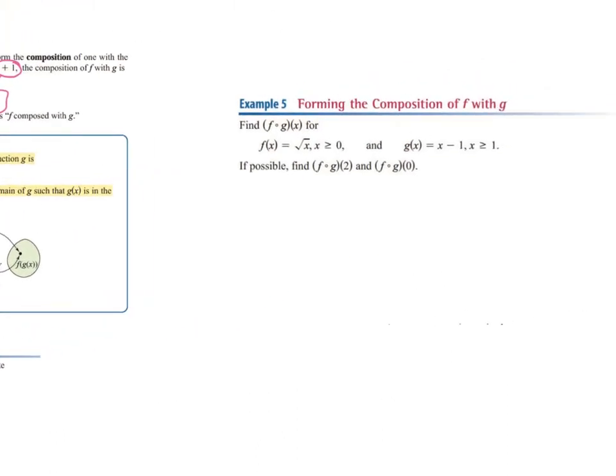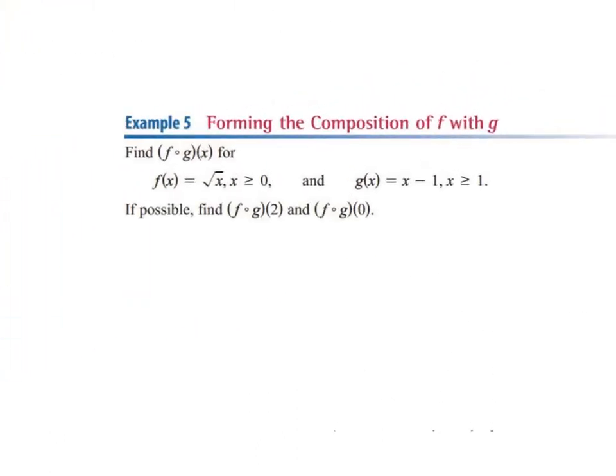So going to the right side of our page, example 5, we need to find f of g of x for f of x equal to the square root of x when x is greater than or equal to 0, and g of x equal to x minus 1 when x is greater than or equal to 1. If possible, find f of g of 2 and f of g of 0. So first thing we need to do is find f of g of x. I'm going to rewrite this as f of g of x. I take what our g of x is, and I'm going to plug it in to our x in the f of x equation.